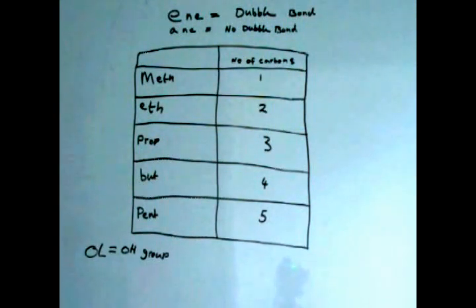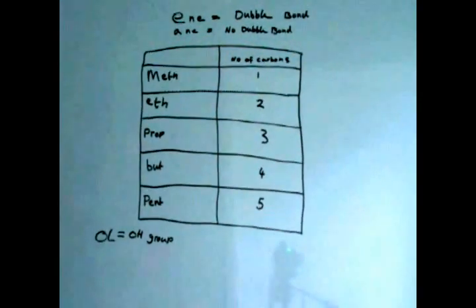Now, there's one other little thing. If in the name of the hydrocarbon you've got something like ol, that means there's going to be an OH group in there as well as the hydrogens and carbons.